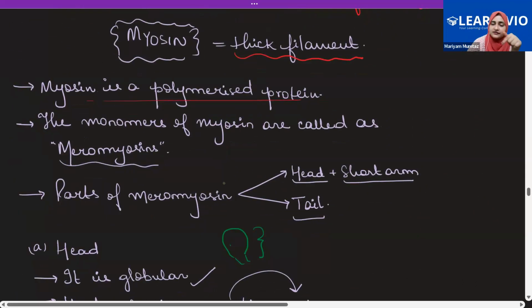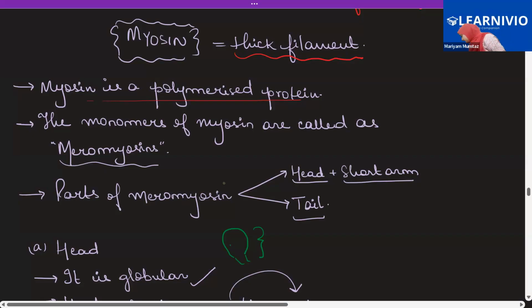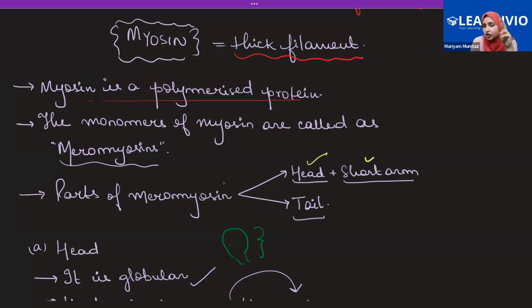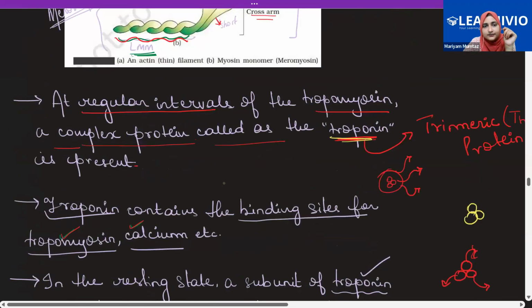After that, there comes the next filament, which is the thick filament. It is also a polymerized protein, made up of several monomers. Polymers are made up of monomers. So myosin is made up of several units of meromyosin. Clear? Now, the meromyosin has 2 parts: the head and the short arm, and the second part is the tail. You see in this picture.